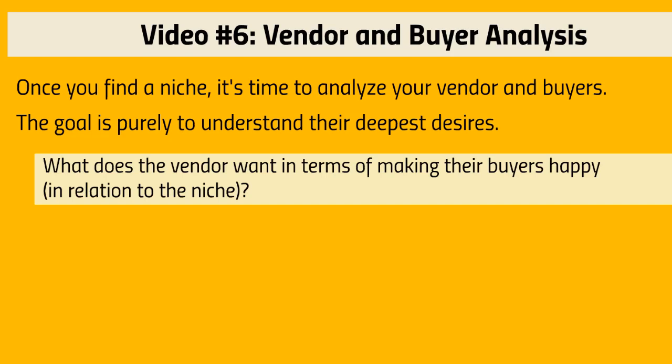So, first question is, what does the vendor want in terms of why and what they want to do, how they want to do it, as far as making their buyers happy. In other words, when a vendor sees something, they either think, well, this is something that my buyers definitely don't want, or this is something that my buyers really, really want, and I want to make a deal with another vendor and make a special deal for my buyers.